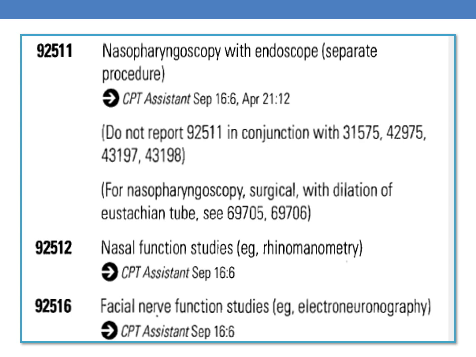Coming to the next CPT, it is 92511. It includes nasopharyngoscopy with endoscope. The next is 92512. It includes nasal functional studies. An example is rhinomanometry. If the physician performs rhinomanometry, you need to code 92512. The next is 92516. It includes facial nerve function studies, an example of which is electroneuronography. If the physician performs electroneuronography, you need to report 92516.